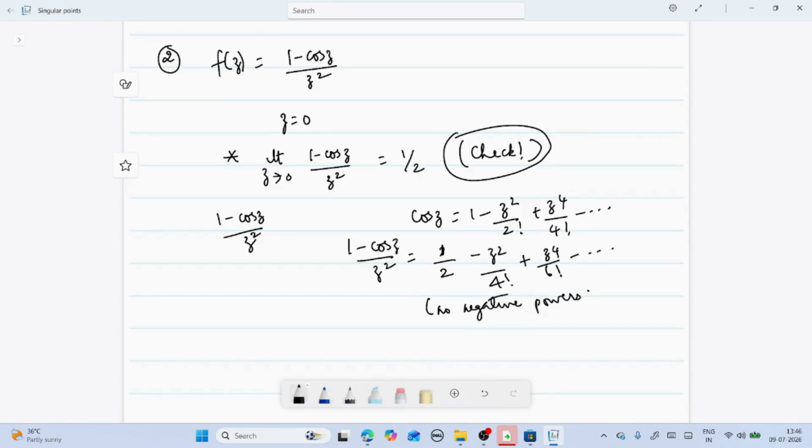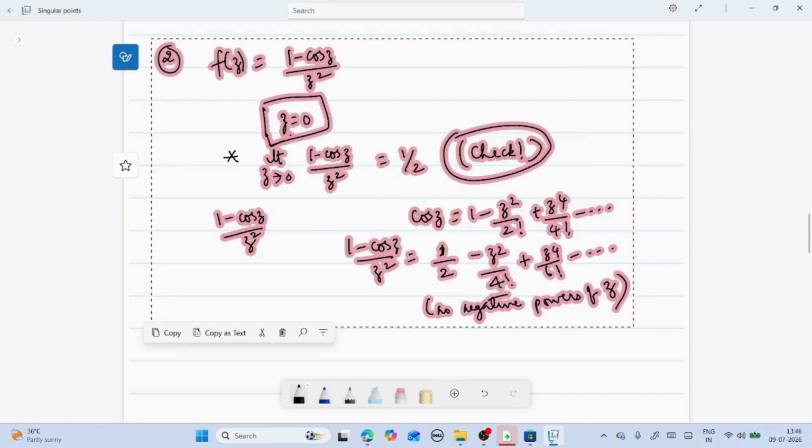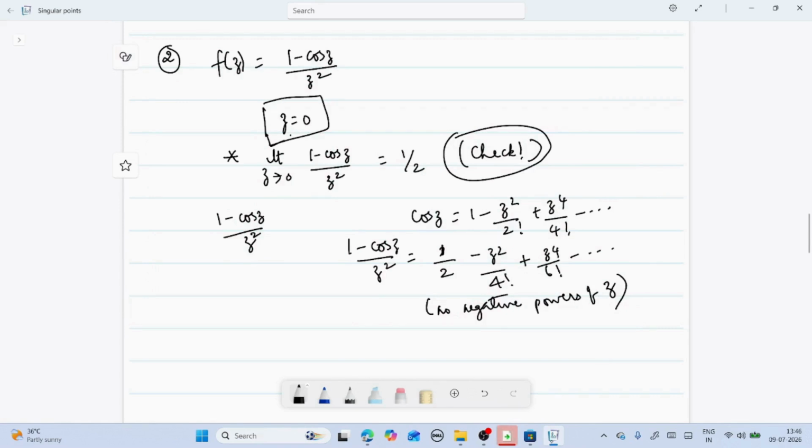Therefore, I can say that z equal to 0 is a removable singular point. So this was easier to check. There are two ways of checking, through the limit and through the Laurent series. So now, in case you are going to redefine this function, what do we do? We will just redefine f of 0 as 1 by 2 so that this isolated singular point can be removed.